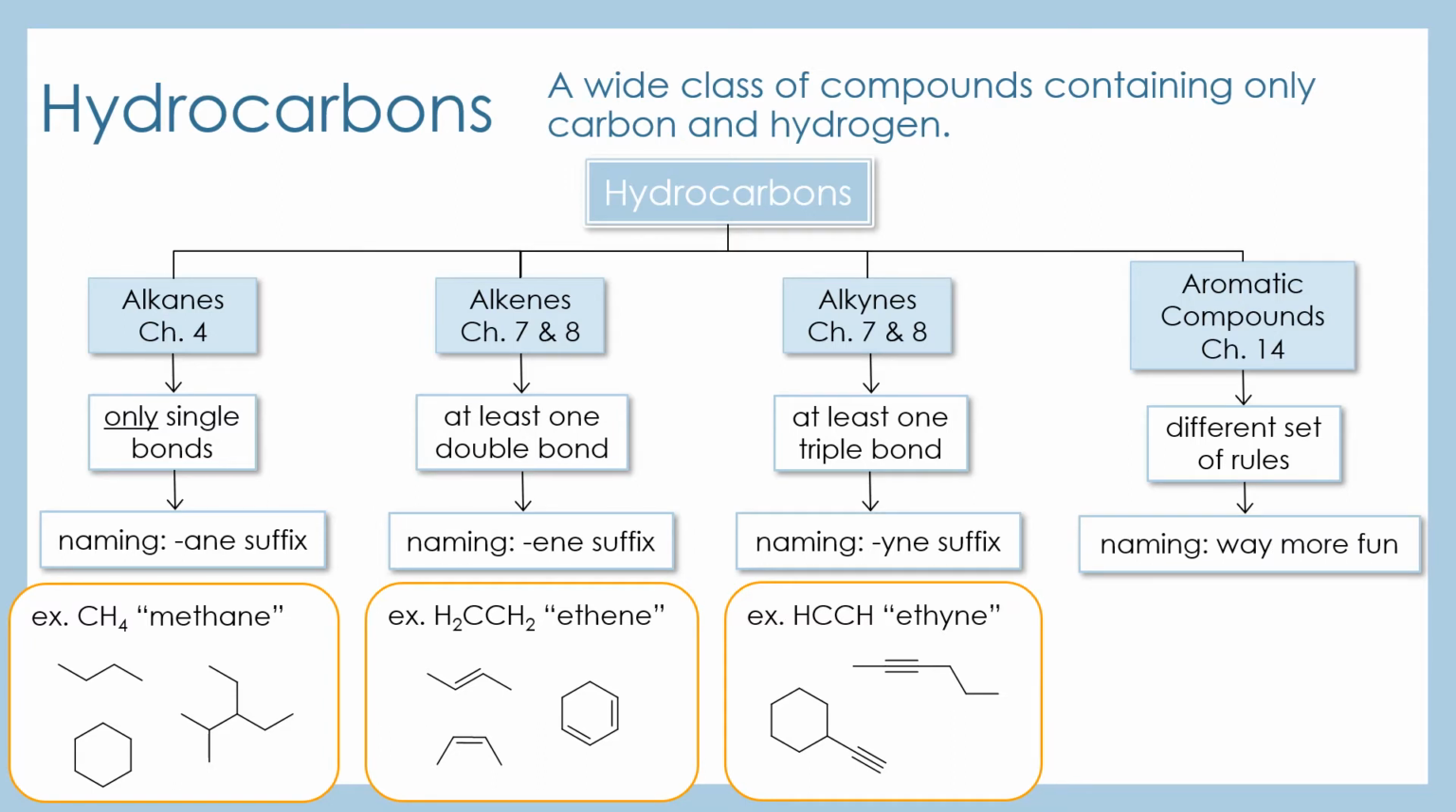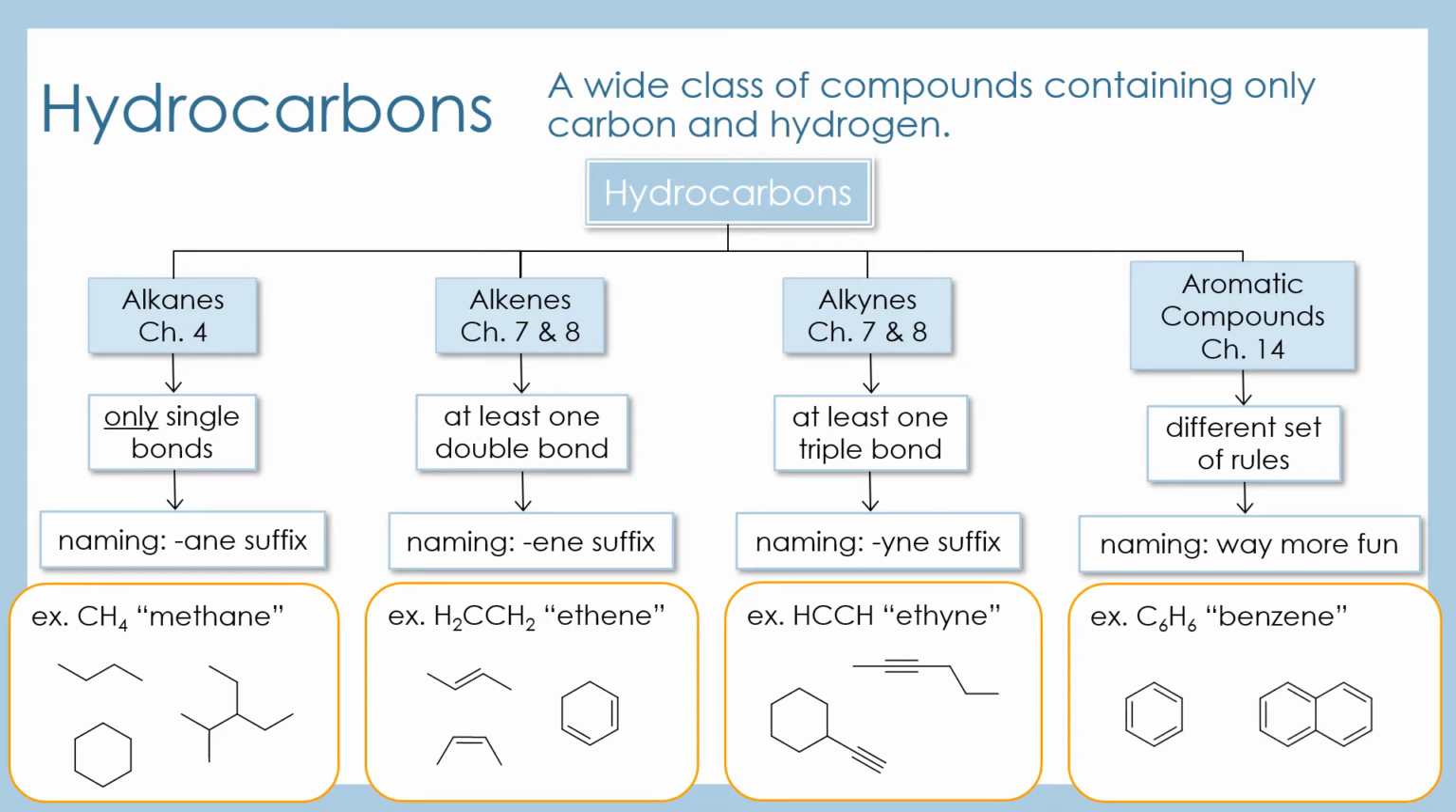And then aromatic naming is quite a bit more crazy than that. So for example, we have C6H6, which is benzene. Benzene is here. This compound is called naphthalene.